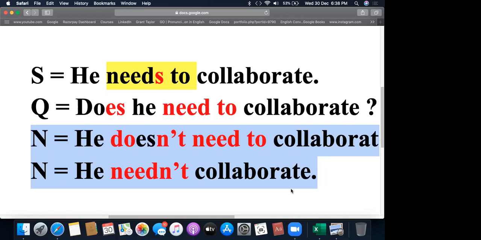He needs to get the admission. Does he need to get the admission? He doesn't need to get the admission. He needs to work. Does he need to work? He doesn't need to work. Good. He needs to read the book. Does he need to read the book? He doesn't need to read the book. Good.